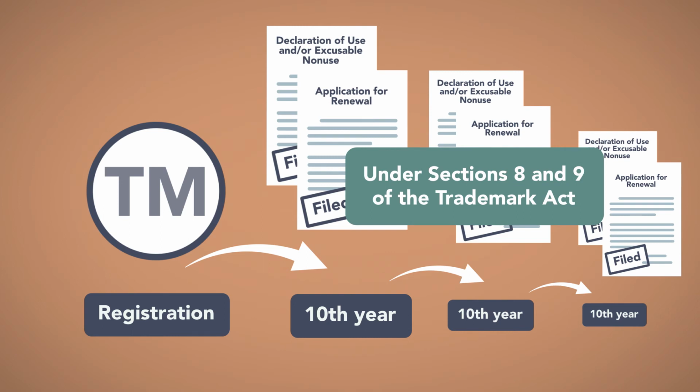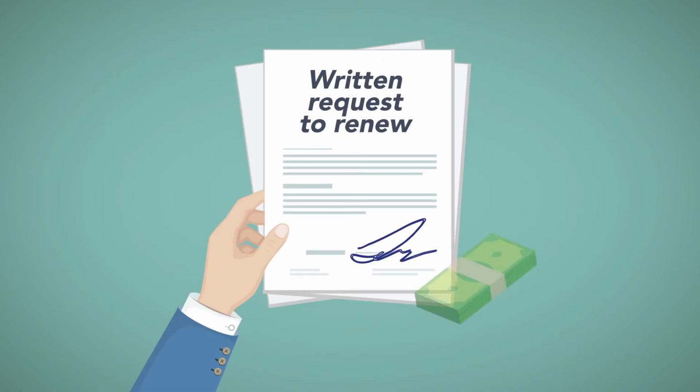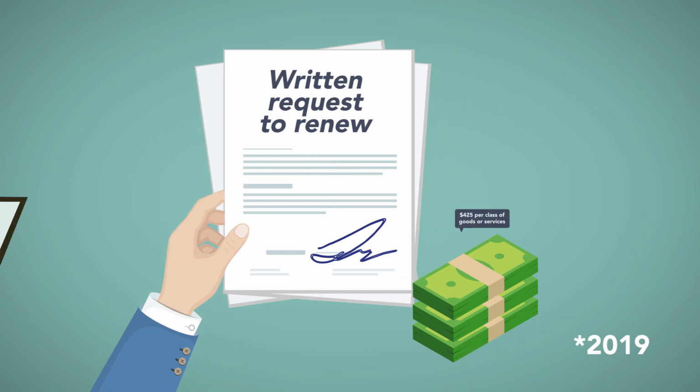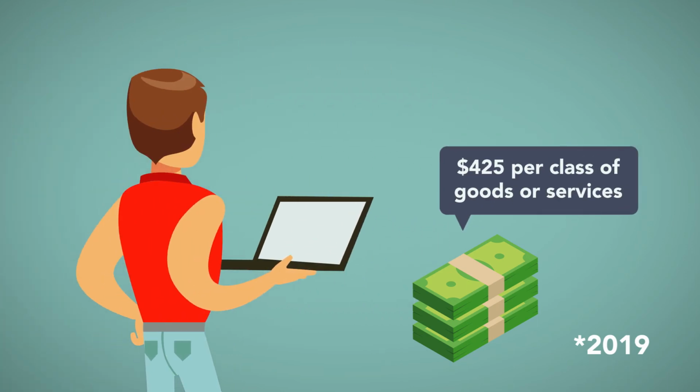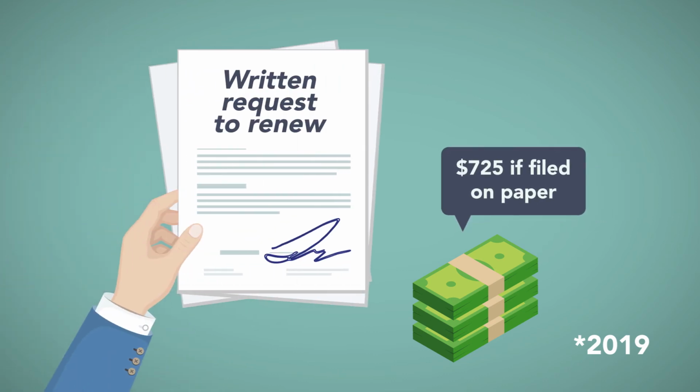In addition to the items detailed previously, this filing must include a written request to renew the registration along with a filing fee. As of 2019, the filing fee is $425 per class of goods or services if filed electronically, or $725 if filed on paper.